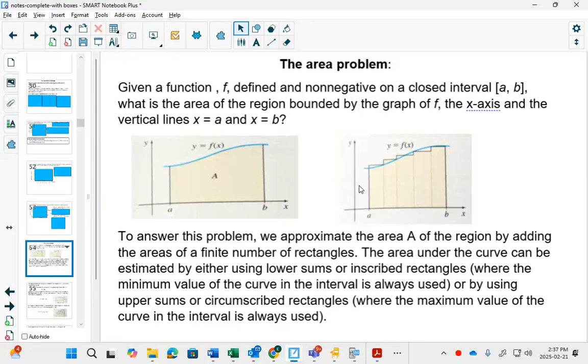So if you wanted to find an area under a curve from A to B, well, this is problematic if that line is curved, because you don't have a nice formula for it. But you could get pretty close. Like if you did these rectangles on the right and added them up, you'd actually be pretty close, don't you think?